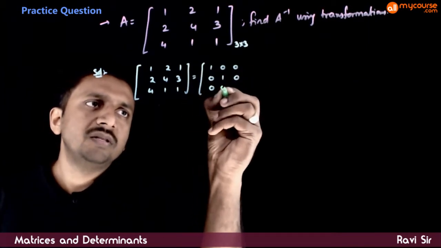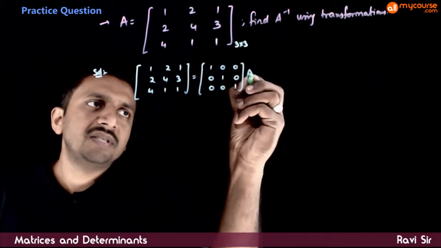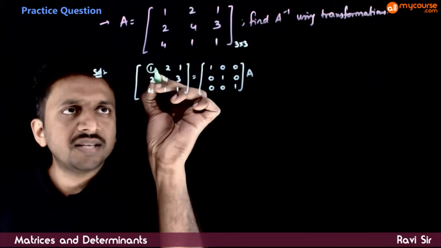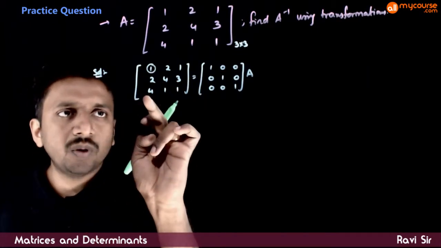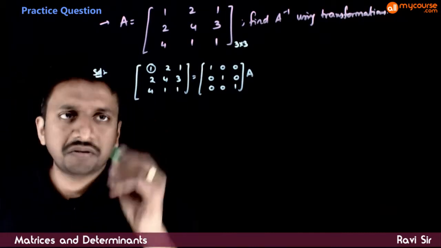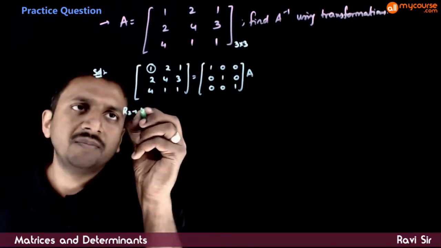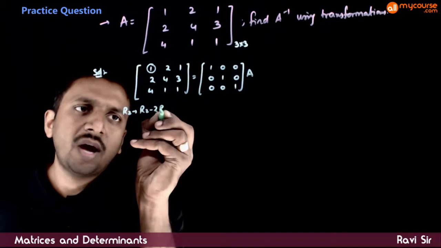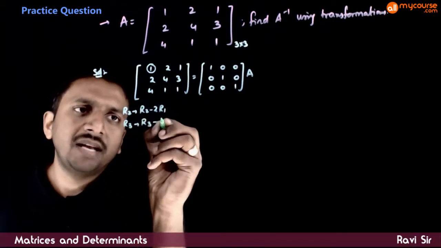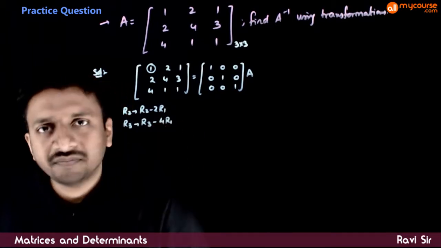the identity matrix 1 0 0, 0 1 0, 0 0 1 times A. So first I am going to use this element and try to convert the remaining two elements in the first column into zeros. So R2 becomes R2 minus 2R1, R3 becomes R3 minus 4R1.